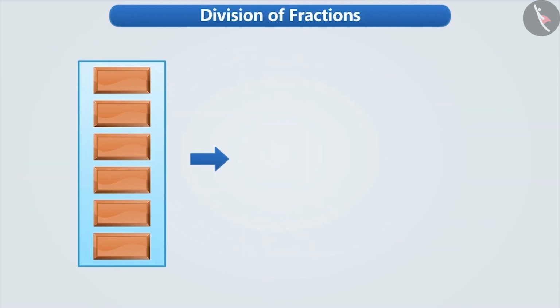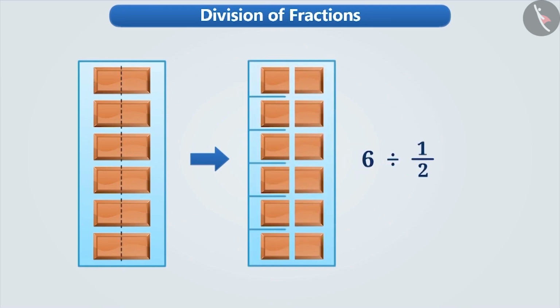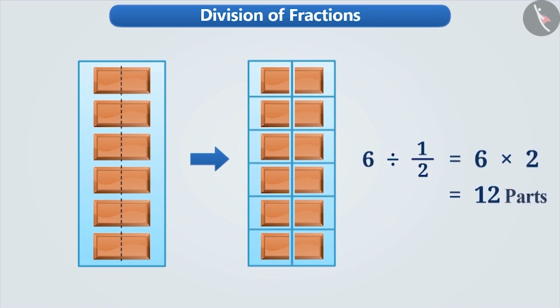Now, using the same 6 chocolates, if you have to make a group of half chocolates, then how many groups will you be able to make? To find this, you must divide 6 by half. Here, we have to divide a whole number by a fraction. As you can see, to make a group of half chocolates, we have to divide each chocolate into 2 equal portions. Therefore, by making 2 equal portions of 6 chocolates, we get 6 into 2, that is 12 parts. We can say that 6 divided by half is equal to 6 into 2, which is equal to 12.